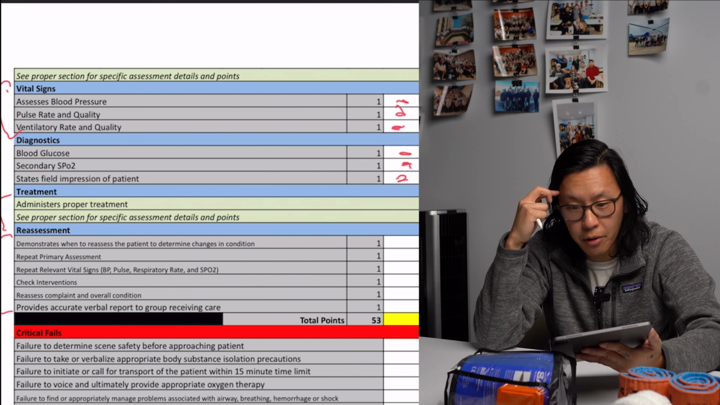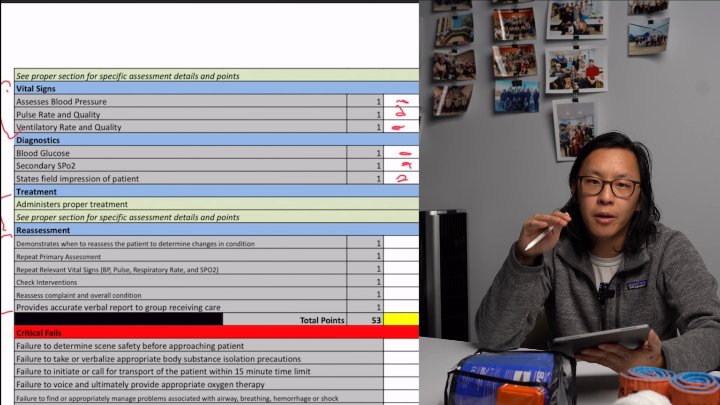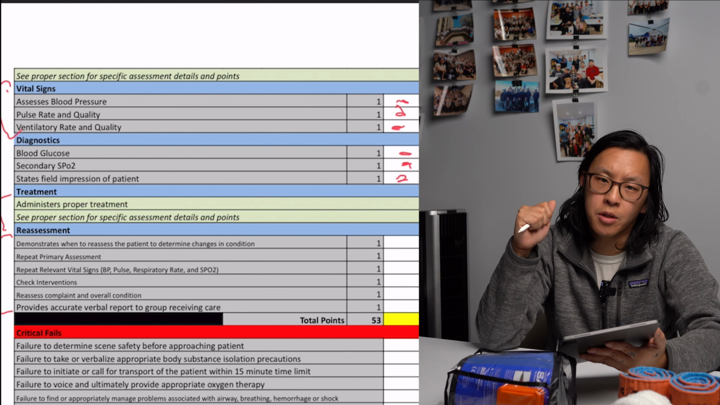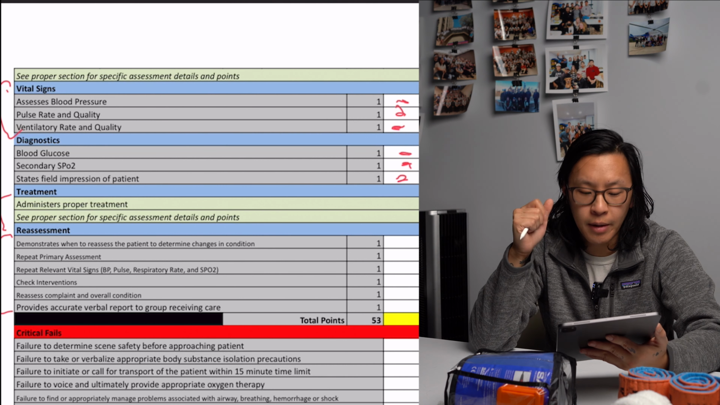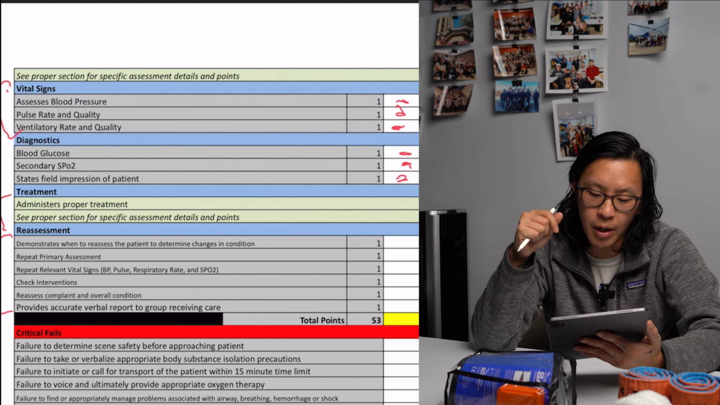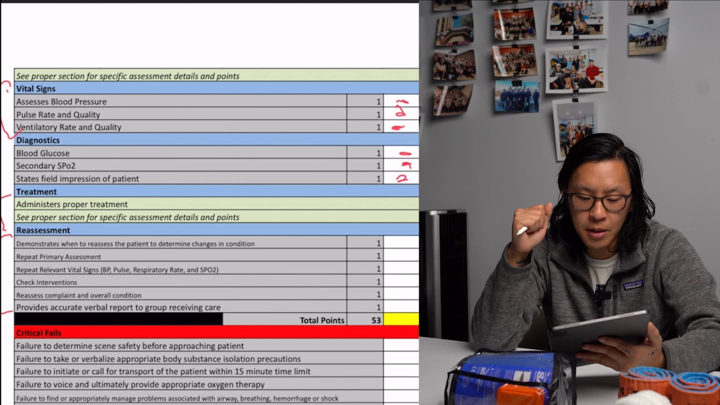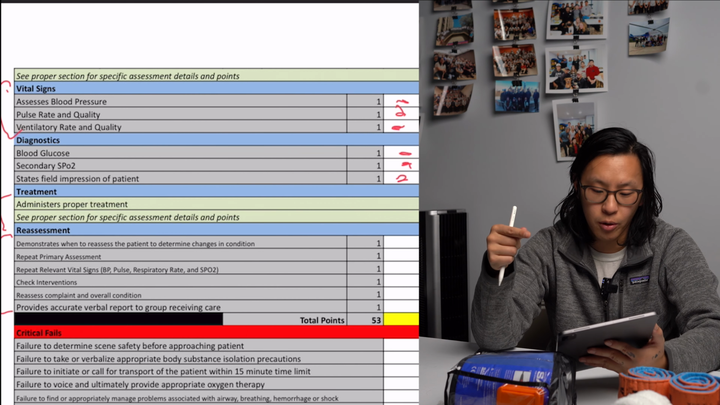So if you had to do anything to the patient, like provide oxygen and things like that, even if they are feeling better, we are not definitive care. So we would still consider that patient to be unstable, all right? Repeat the primary assessment. How are their ABCs? Repeat relevant vital signs like their blood pressure, pulse, respiratory rate, and pulse ox. Check your interventions. Reassess the chief complaint and overall condition, and then provide an accurate verbal report.